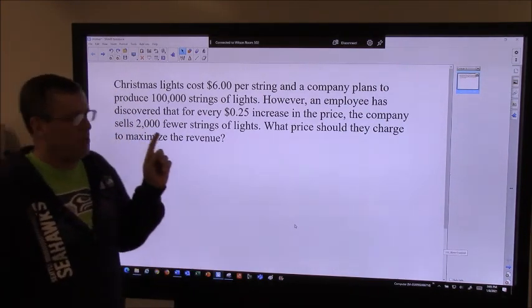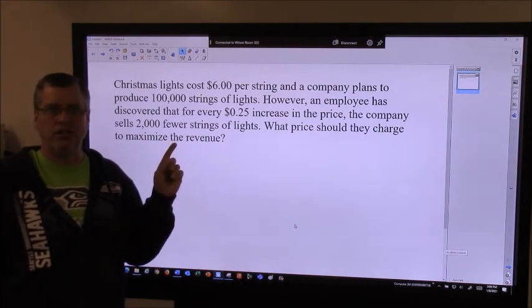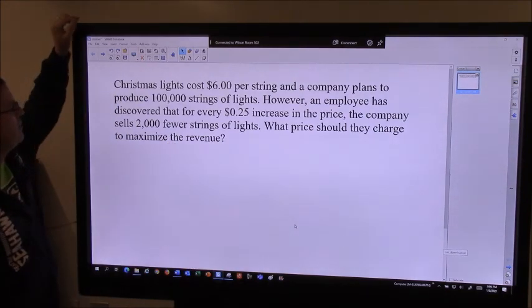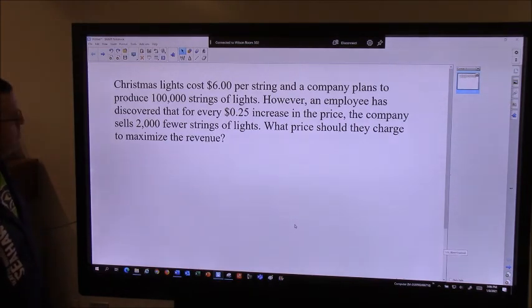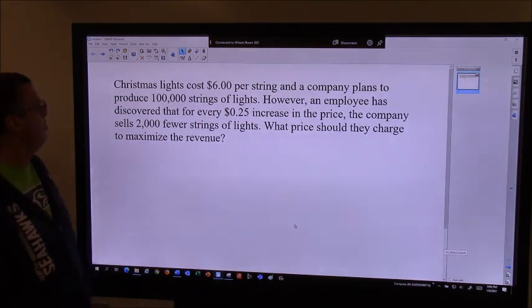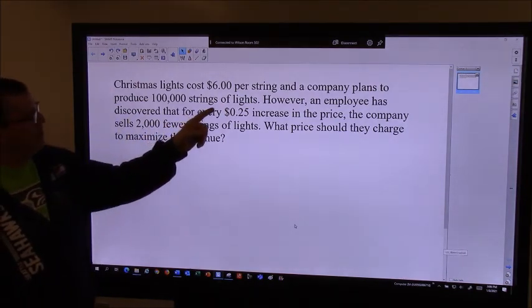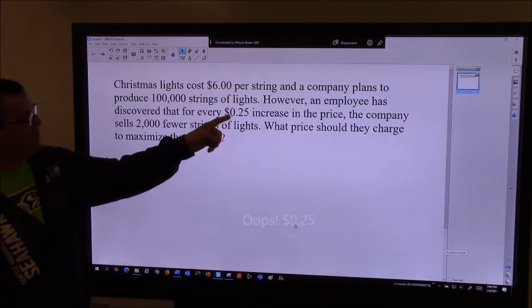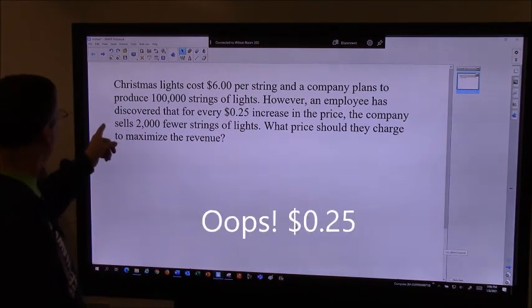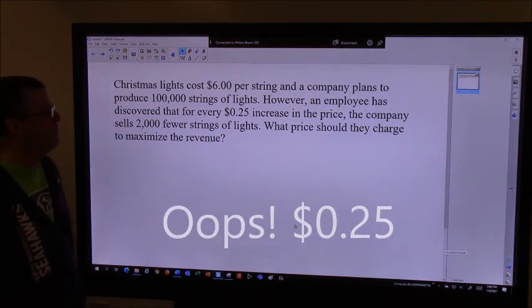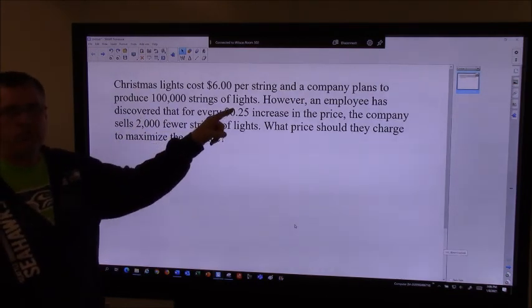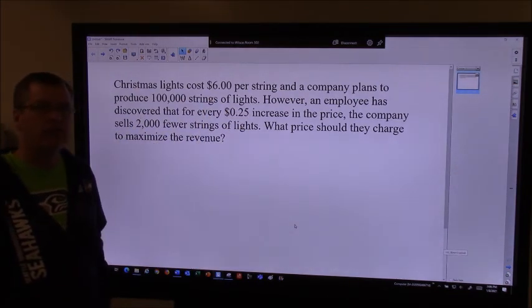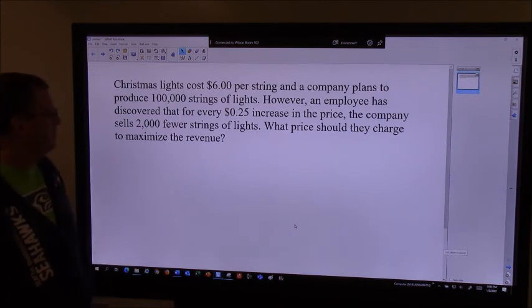So this is actually a problem that we had last year in pre-calculus. You might even recognize it. It says that Christmas lights cost $6 per string, and a company plans to produce 100,000 strings. However, an employee has discovered that for every 20-cent increase in the price, the company sells 2,000 fewer strings of lights. Now, you might sell fewer, but you charge more, so maybe you made more money. We're not sure yet. Okay?